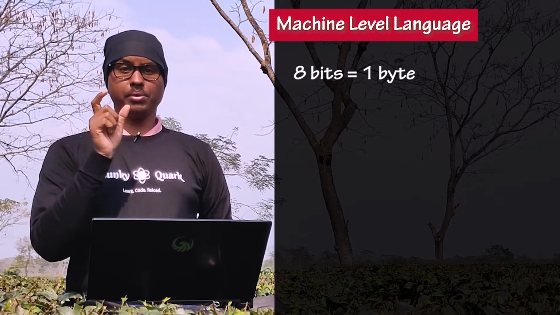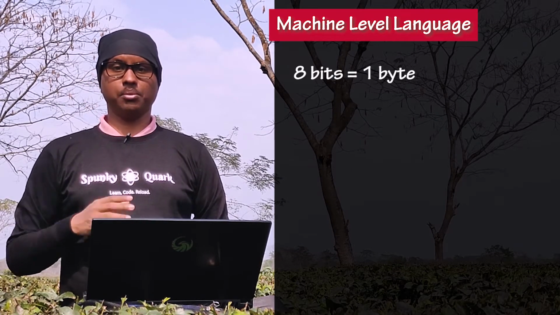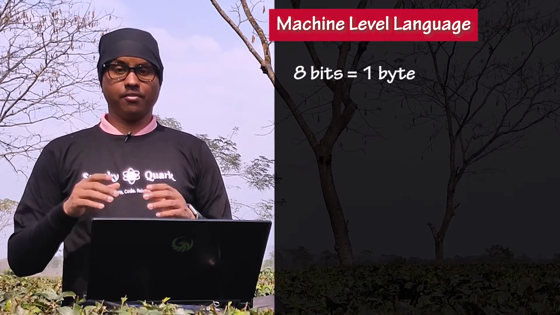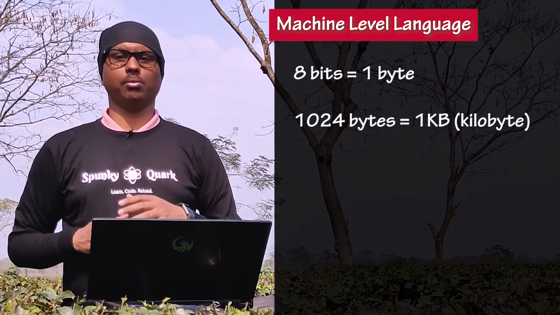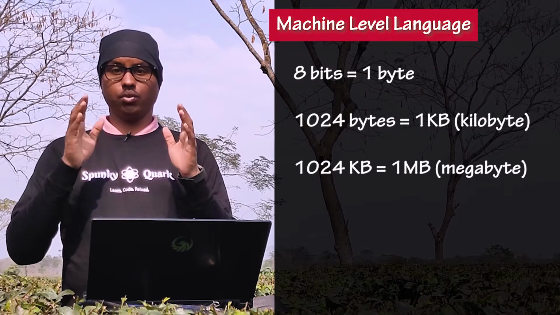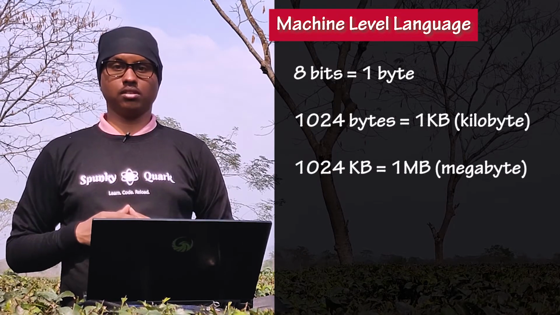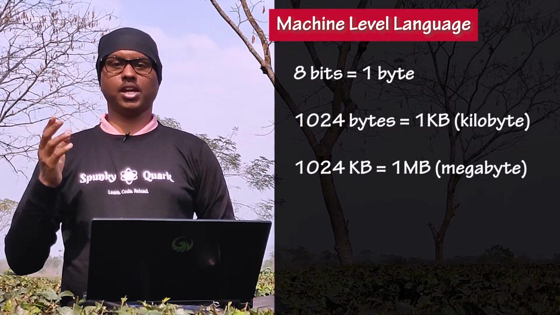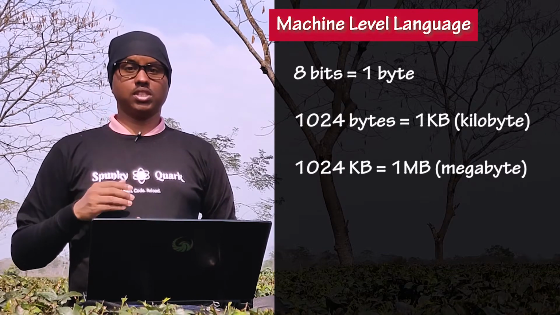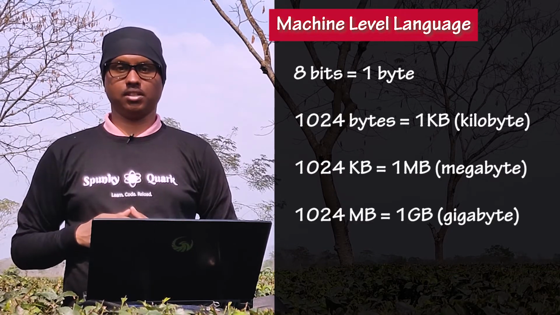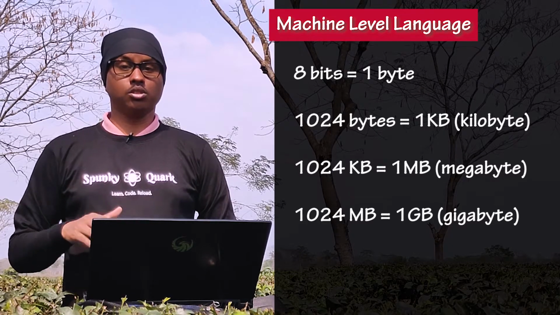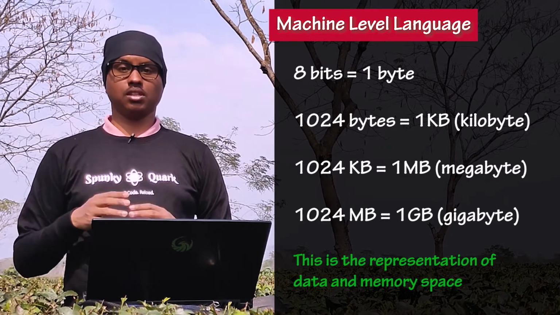When we group 8 bits together, it becomes a byte. When we group 1024 bytes together, it becomes a kilobyte. When we group 1024 kilobytes together, it becomes 1 megabyte, that is 1 MB. When we group 1024 megabytes, it becomes a gigabyte, that is a GB. So this is what memory space is referred to.